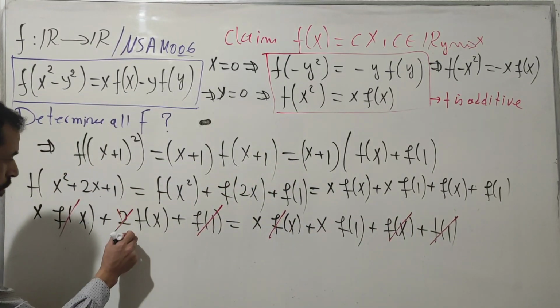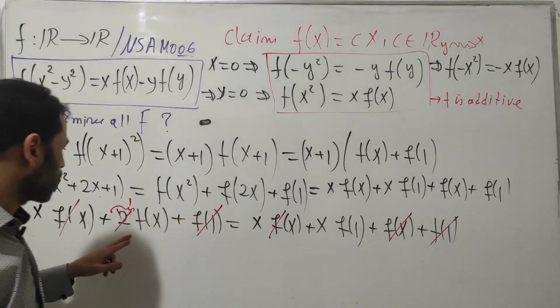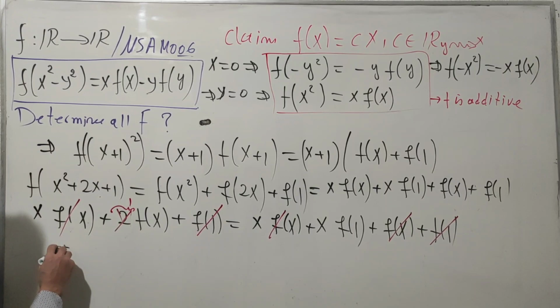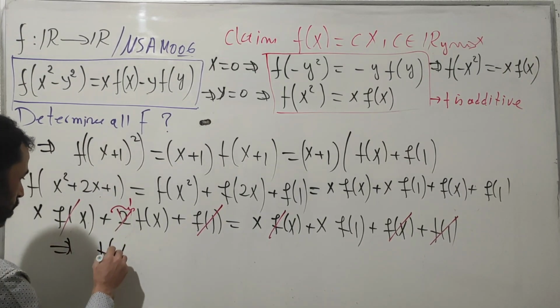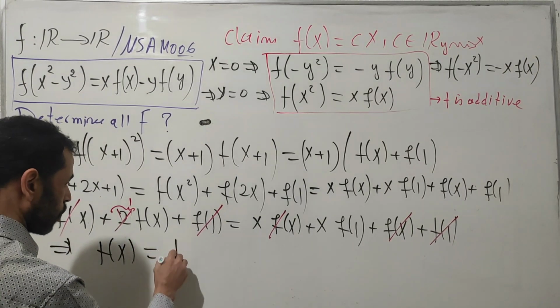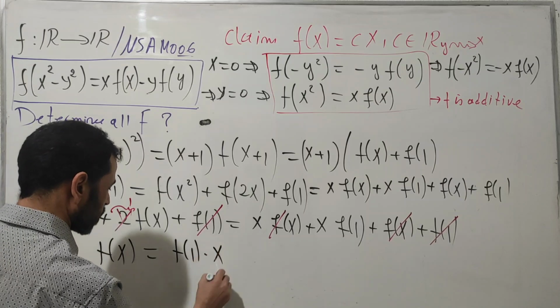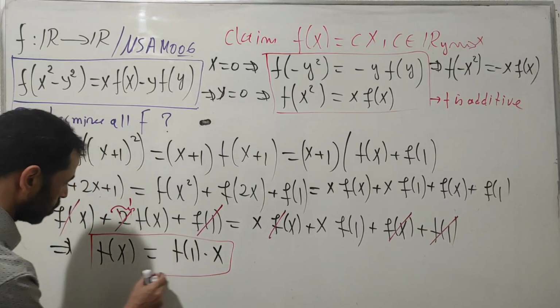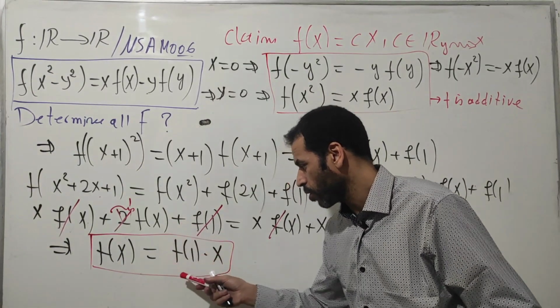At the end I get f of x equals x multiplied by f of 1. Thus I get f of x, which equals f of 1 multiplied by x. So I have ended with this nice expression, which is true for all f of 1 as a constant.